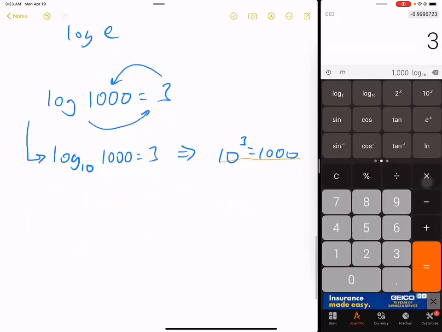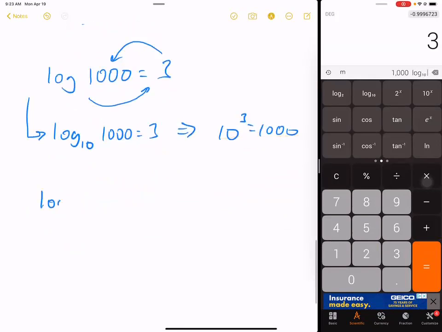Now, this one might be a little tricky. What if I wrote this? Log 1 over 10 is equal to -1. How would I write this in exponential form? What's the invisible base again? The base, exponent, answer. Okay? So what's the base? The exponent, and then the answer.